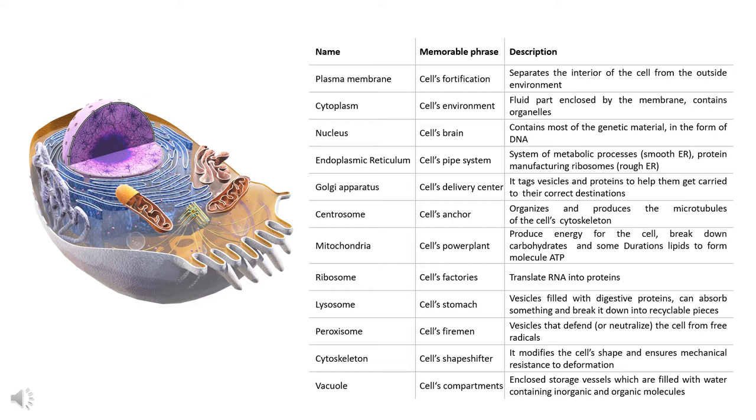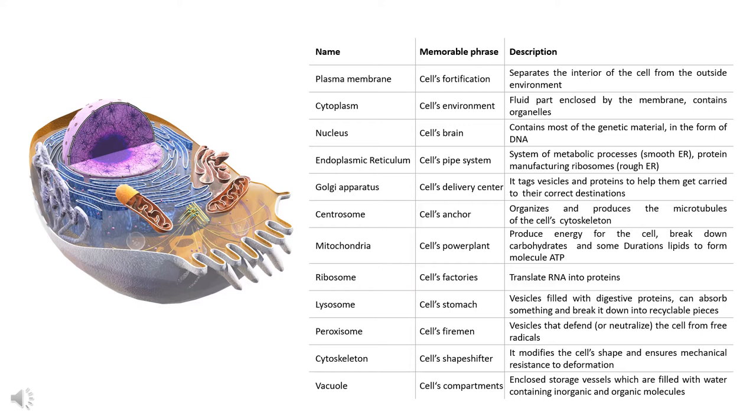The plasma membrane is like a border. It separates the external environment from the internal environment of the cell, so that both do not mix. Now coming to the cytoplasm. Basically, it's the cell environment, mostly fluid, enclosed by the plasma membrane, and it consists of various different organelles.